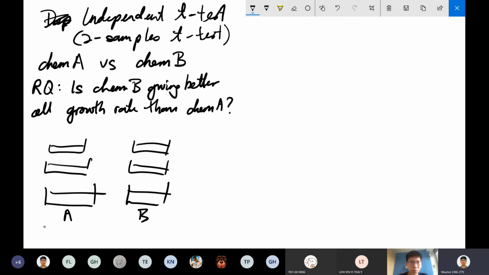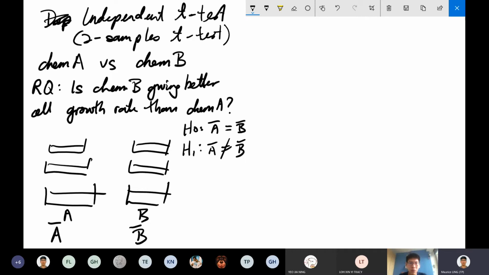Triplicates. Then you find out the result is your average growth rate for A and average growth rate of B. Okay, so this will be using your two-sample t-test, because your null hypothesis will then be the average of A equals the average of B. That means there's no difference in the growth rate of both when treated by both chemicals. The alternate hypothesis will be the average of A is different from the average of B.